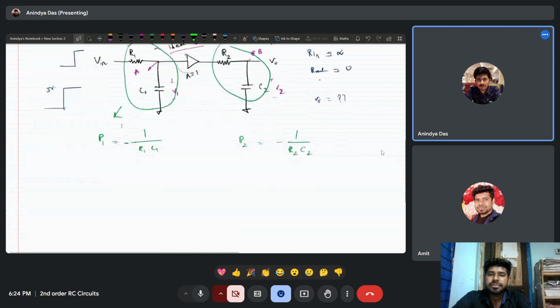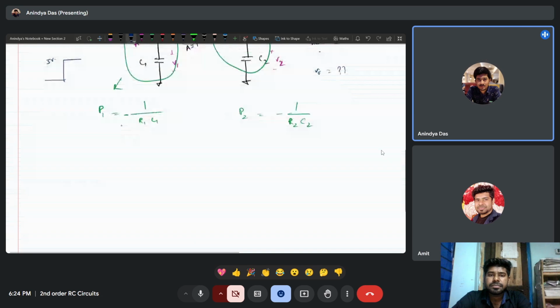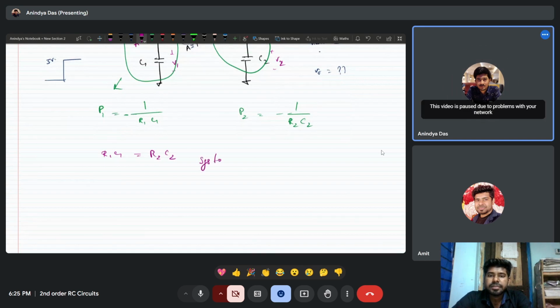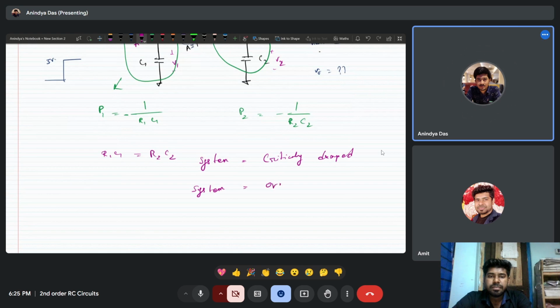And if I comment about the poles, if R1 C1 and R2 C2 values are equal, the two poles are located at exactly the same point. Then the system will behave as critically damped. And if R1 C1 and R2 C2 are different, then the system will behave as an overdamped system, right?